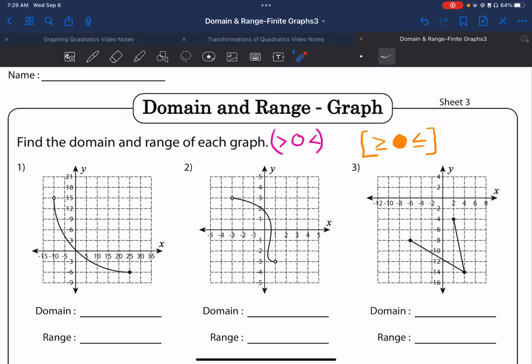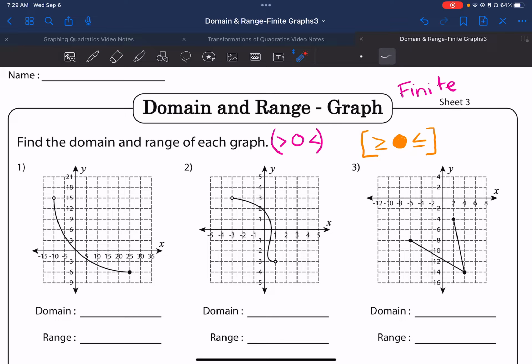All right, in this video, we're going to look at identifying the domain and range of graphs. There's two different types of graphs that we can find the domain and range of. In these graphs, we call these ones finite graphs. We call them finite graphs because they have stopping points. Think of finishing.